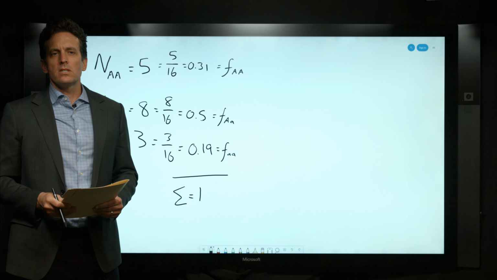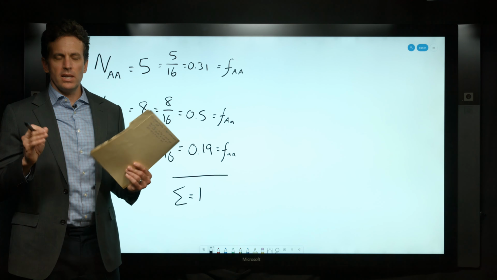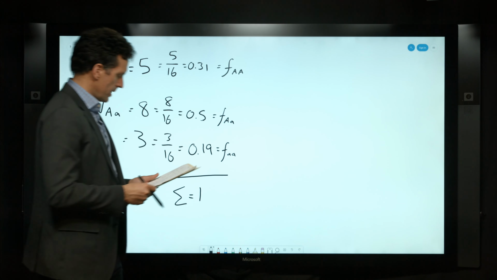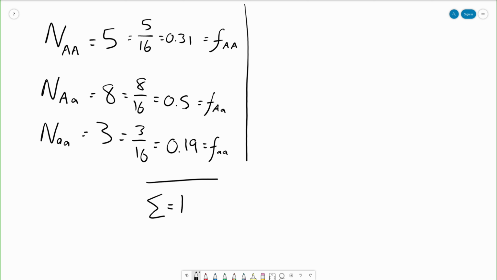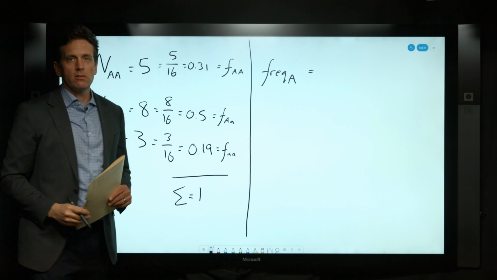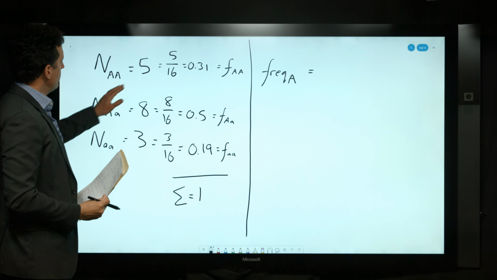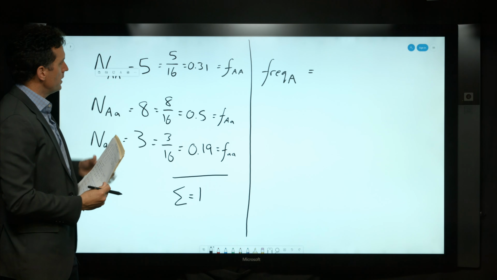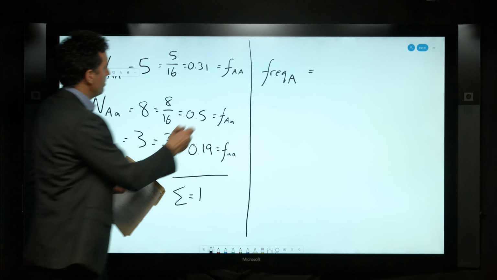And what we would like to ask is, what is the frequency of each allele? And so let's figure out that then. So we'll leave the genotypes up there, and we'll ask over here, what is the frequency of the big A allele? And to do that, we need to look over here at our genotypes, and we see that the big A allele occurs in this genotype right here.